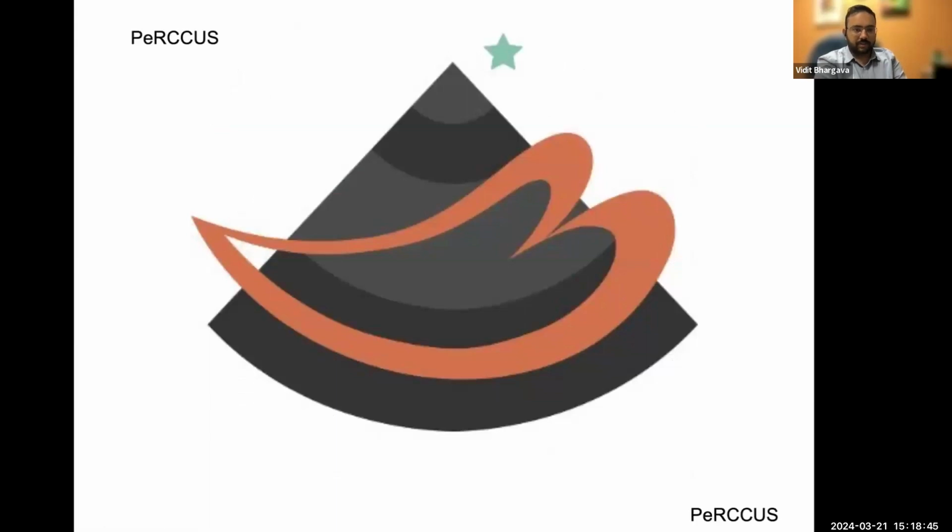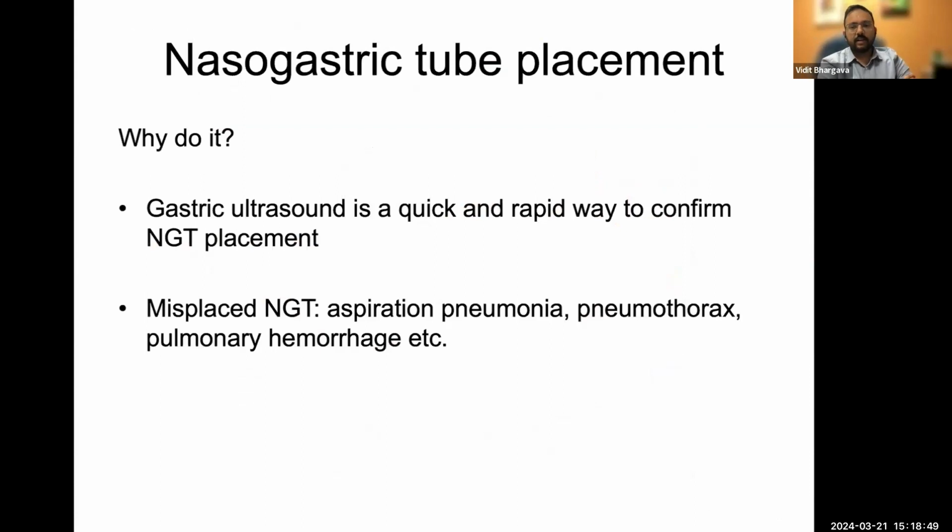So that's all I have for gastric volume measurement, generally a pretty straightforward technique. Next one is NG tube placement. Why do it? I think for the most part, X-ray is a good alternative for it. So it's not a routine part of my practice to use ultrasound for NG tube placement.